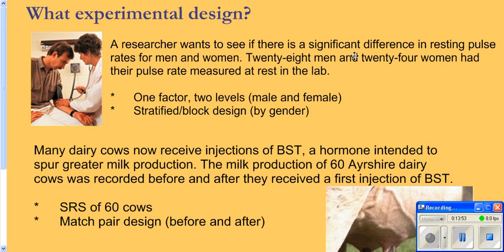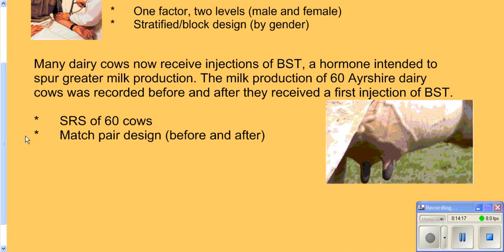So as we look here, we're looking at men and women, 28 men, 24 women, and their resting pulse. We have one factor, and we have two levels, male and female. It's stratified or broken up in a block design by the gender. Down below, we're looking at the dairy cows. We have a simple random sample of 60 cows, but it's really a matched pair design. You're looking at what's going on beforehand in collecting your data, and then you're looking at what goes on afterwards in collecting the data from that and comparing the results.